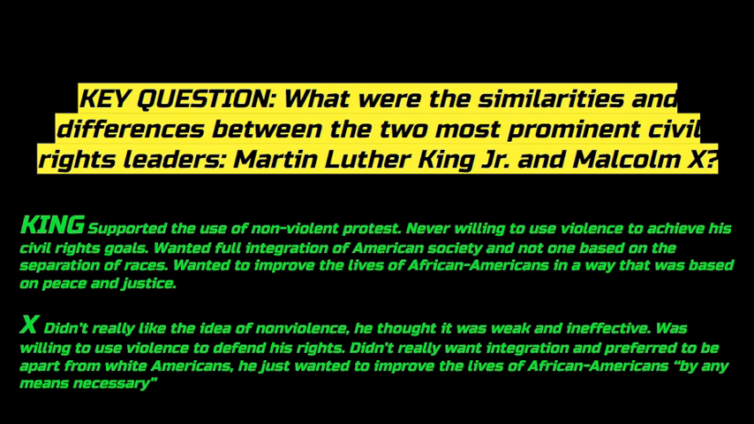What were the similarities and differences between the two most prominent civil rights leaders, Martin Luther King Jr. and Malcolm X? Well, King supported the use of nonviolent protest, never willing to use violence to achieve civil rights goals, wanted full integration of American society, and not one based on the separation of races. Wanted to improve the lives of African Americans in a way that was based on peace and justice.